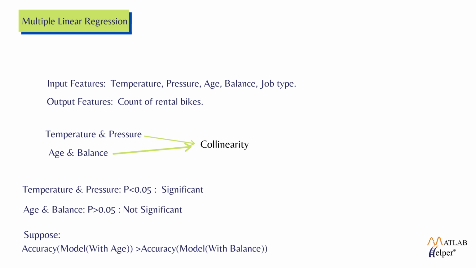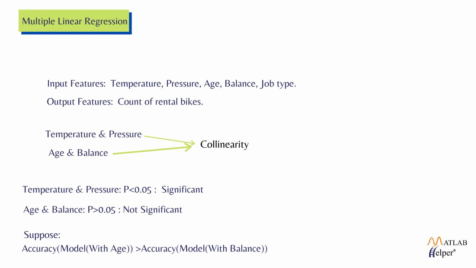Let us consider one simple dataset for the analysis. The data shows a total of 6 features. Out of 6 features, 5 are input features and the count of rental bikes is the output label. Before starting the actual modeling, we will check the relationship between input features. Suppose we found that temperature and pressure, and age and balance, have a collinearity problem. These input features are positively correlated, so I can conclude the data has a collinearity problem.